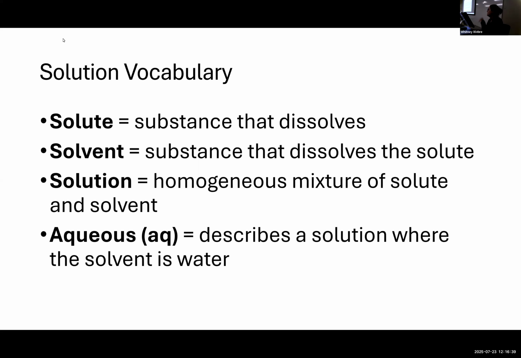A solution is the combination of everything. So if I was to dissolve sugar in water, it's sugar plus water equals your solution. So solute, the substance that dissolves; solvent, the substance that dissolves the solute; solution is the combined everything involved. And then aqueous describes a solution where the solvent is water. We've already seen that a lot in this class, but get comfortable knowing AQ tells you your solvent is water. So it's really important to know the difference, and let's practice.